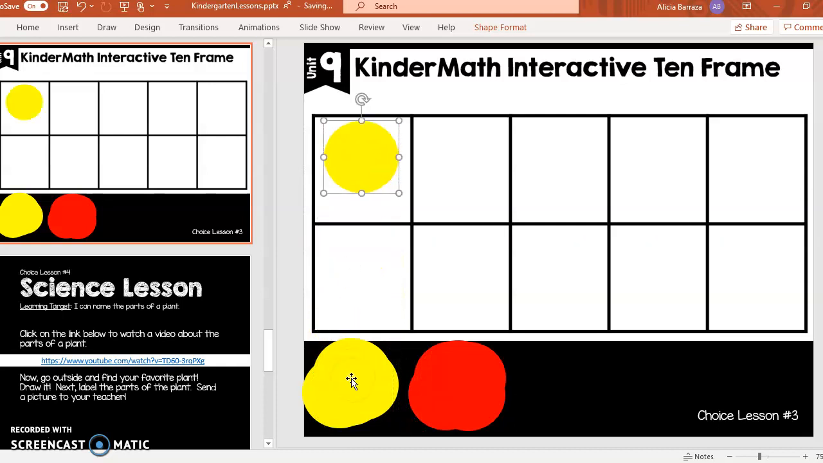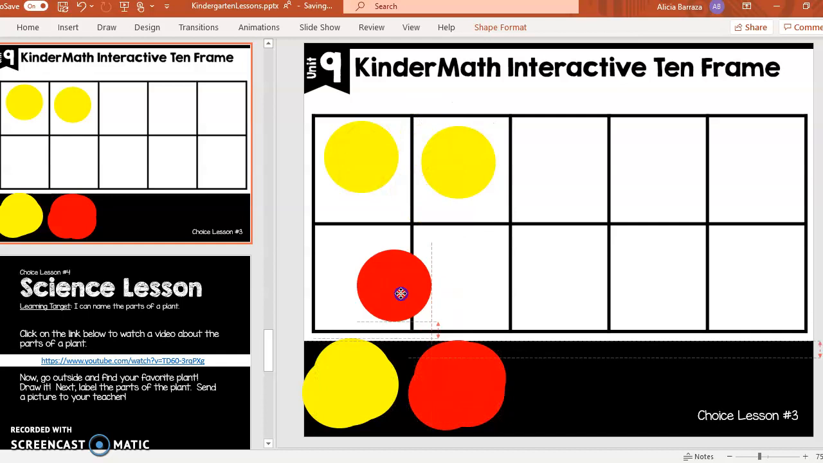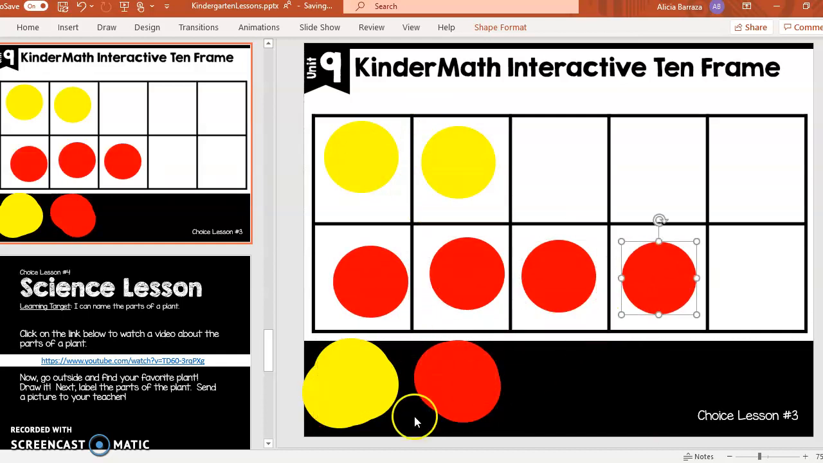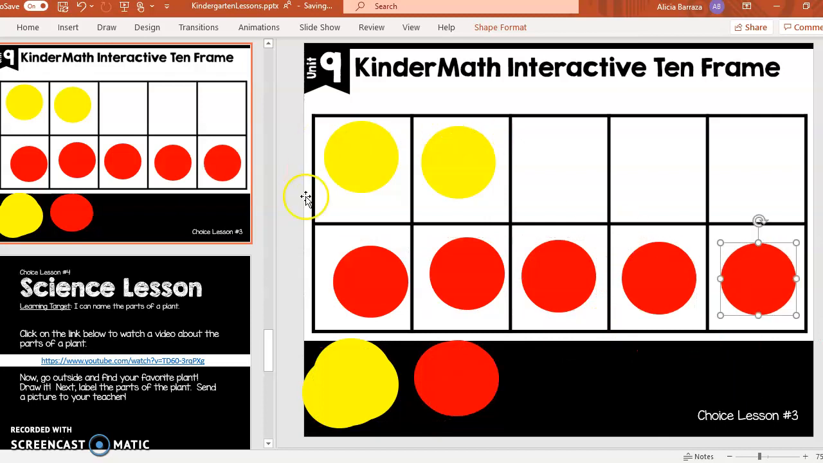So let's do 2 plus 5. So I got 2 yellow chips, 1, 2, and 5 more, 1, 2, 3, 4, 5. I know I have 2 and 5 more, so I'm going to use my strategy of counting on. So I'm going to count on from my bigger number. I have 5, 6, 7. 5 plus 2 equals 7, so I'm going to write that down on my paper.